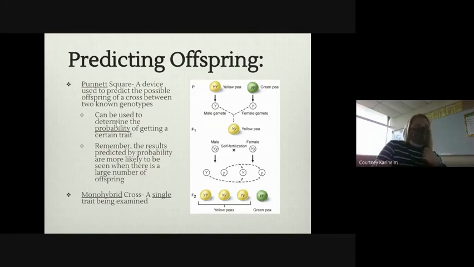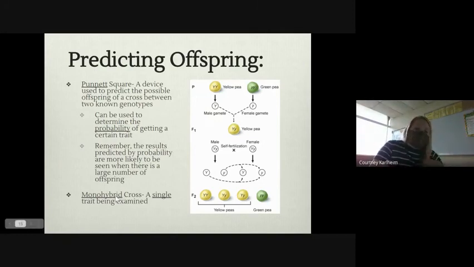So like I said, Punnett squares are used to determine probability of getting a certain trait. The results are predicted by the law of probability and are more likely to be seen when there is a large number. So if you only take like 4 of the offspring, it's probably not going to show up the same way as if you had 100 pea plant offspring.